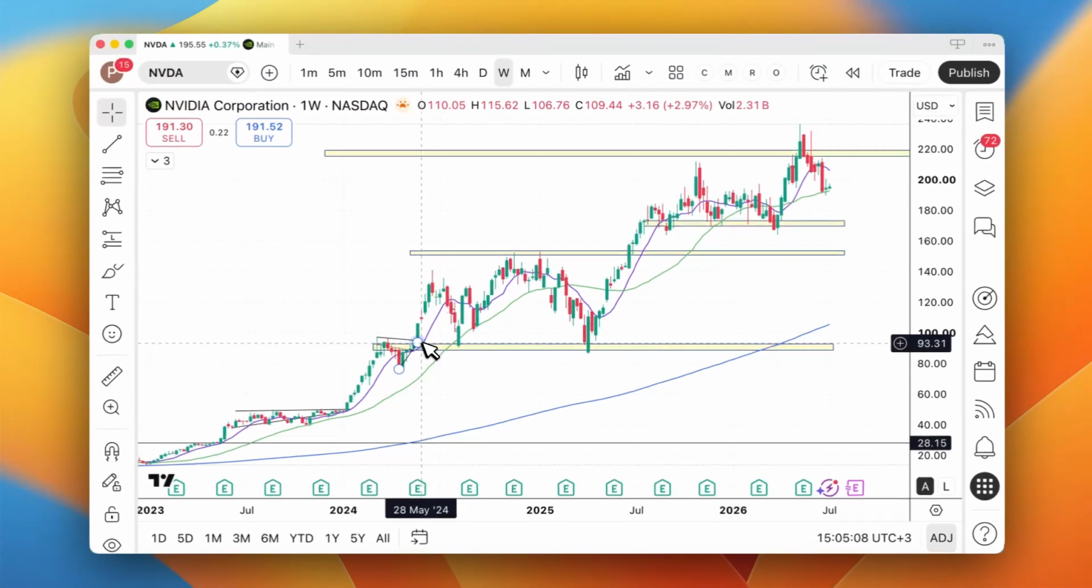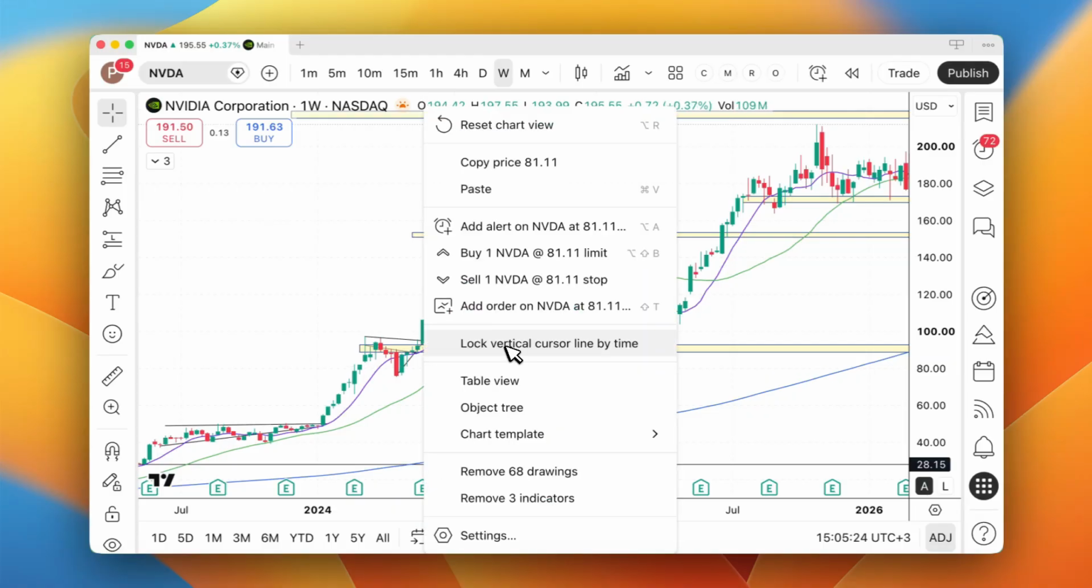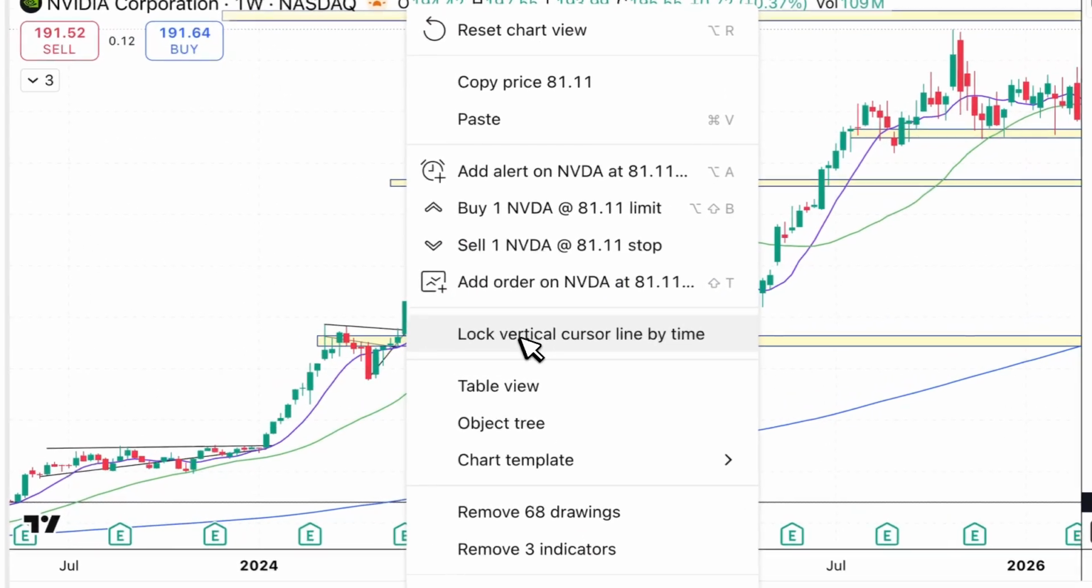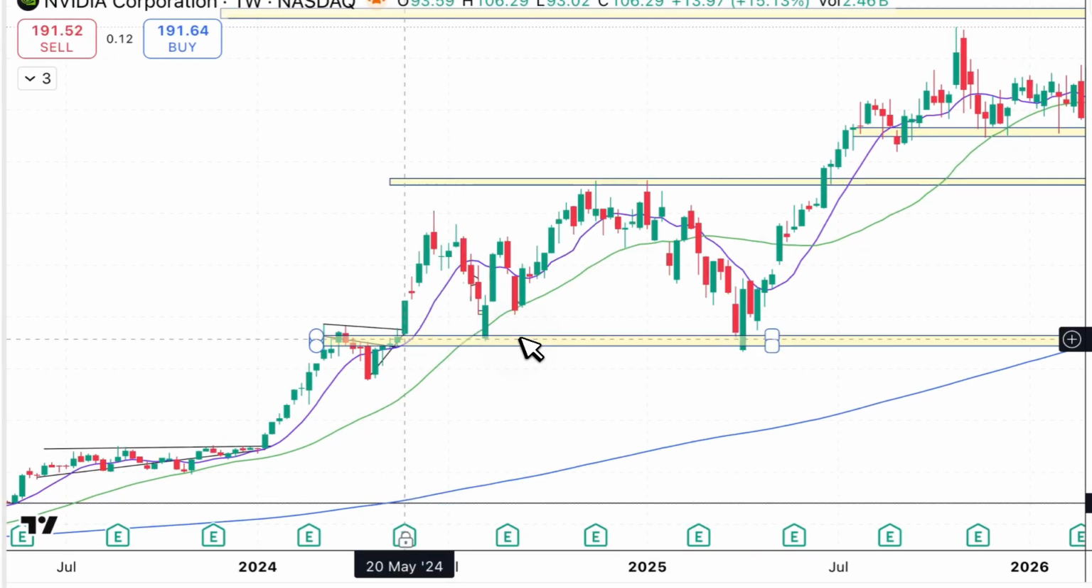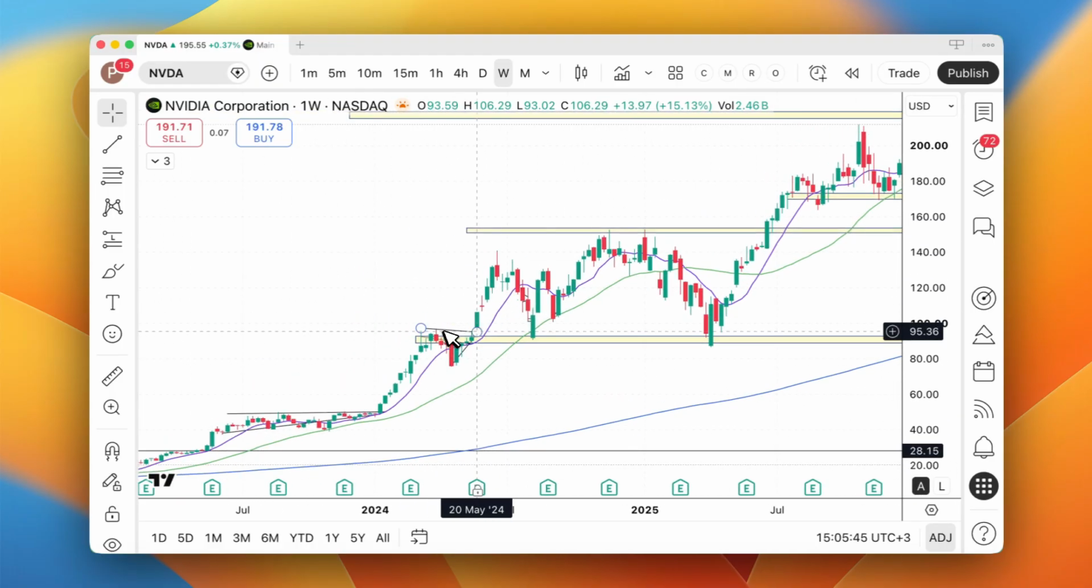Maybe I want to go and analyze the chart and the price action in this breakout weekly candle in lower time frames. And I do lock vertical cursor line by time. So you see the y-axis of my crosshair is locked on that candle. Even if I move my mouse and my cursor around, it's stuck there. Okay, so we have reference of that weekly candle.